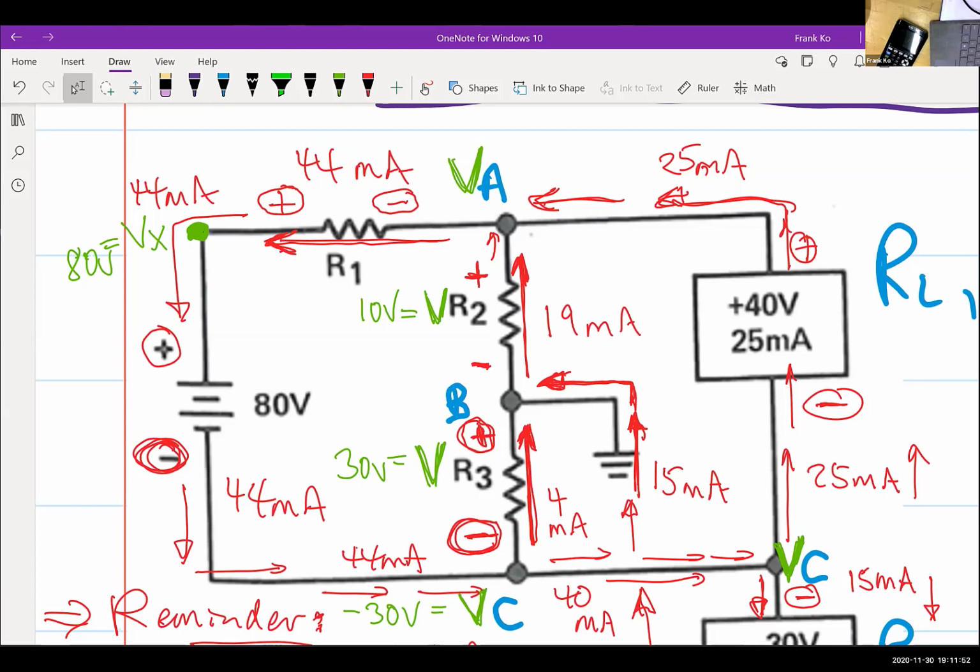So I have 80 volts in this loop. I have 3 resistors in that loop. 80 volts minus the 30 minus the 10 gives you what's left over across R1: 40 volts. That's one way of looking at it.